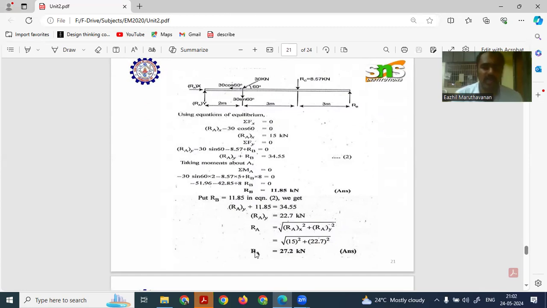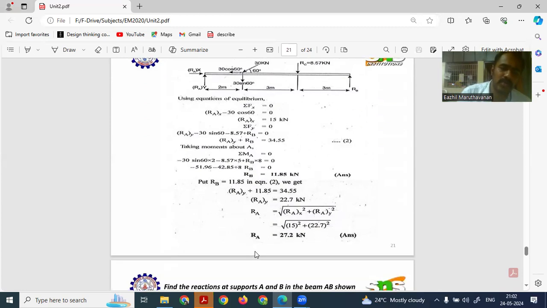They asked us to find the resultant force of RA. RA is equal to the square root of RAX square plus RAY square. For that, we get the value as 27.2 kilonewton.